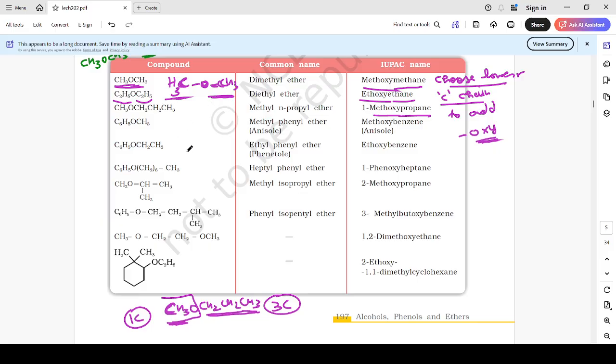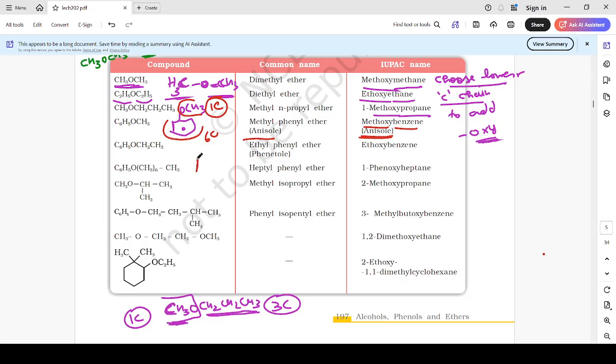Let's go for the next one. Benzene is there. OCH3 is there. What did I tell you? Take the shortest chain to add oxy. There is one carbon here. There are 6 carbons here. So one carbon is smaller. So I call it methoxy benzene, which is also called anisole. We already saw that.